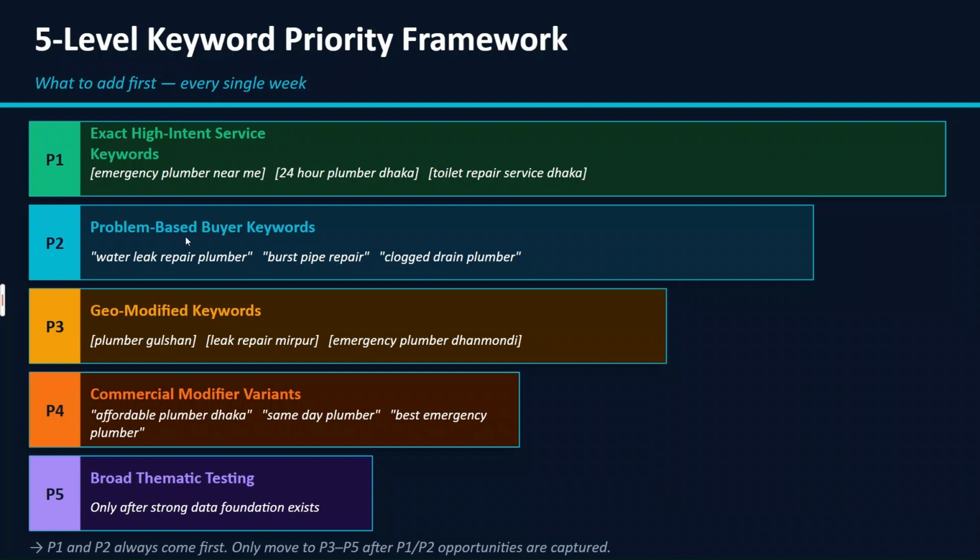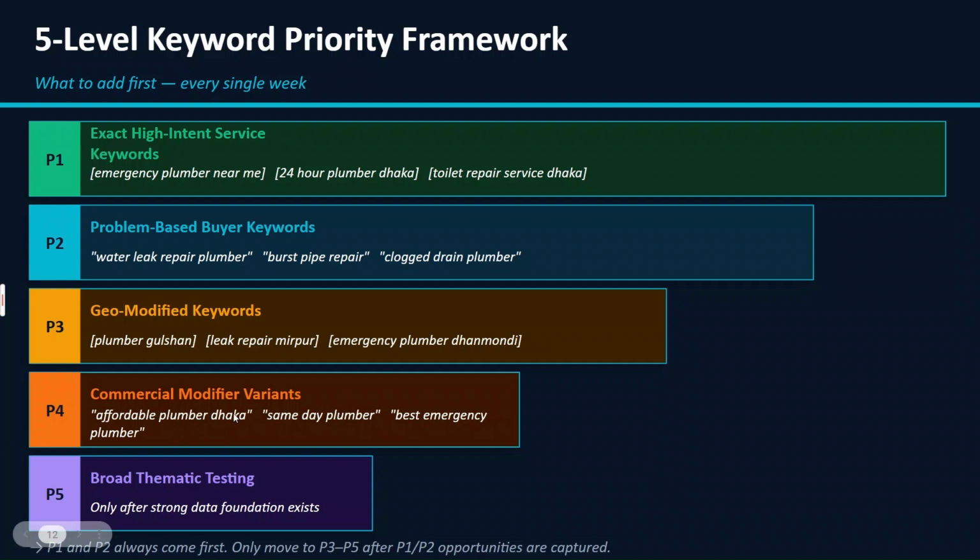Priority 2 is problem-based keywords, like water leaking from pipe, toilet not flushing, fridge not cooling, blocked drain service. These convert well because the person has an urgent problem, so they need a solution today, right now. Priority 3 is geo-modified keywords, neighborhood and area-specific searches, like plumber Gulshan or plumber Dhanmondi. This works very effectively for local service accounts once your core keywords are working.